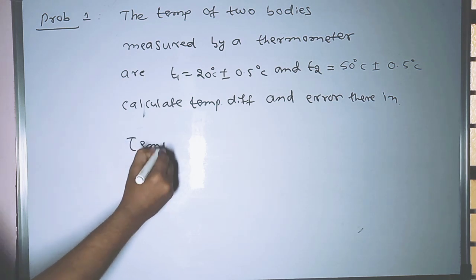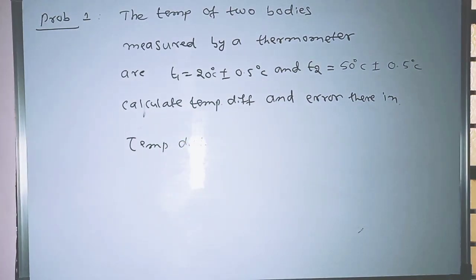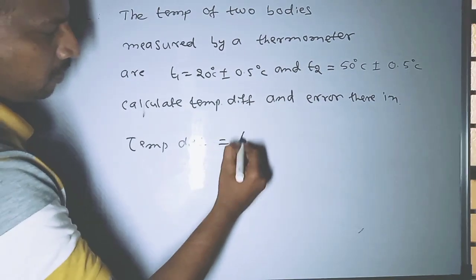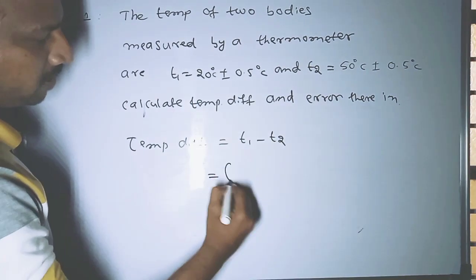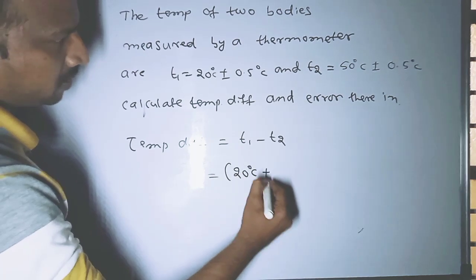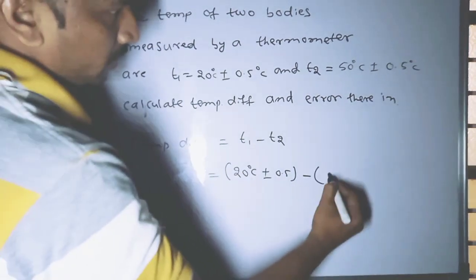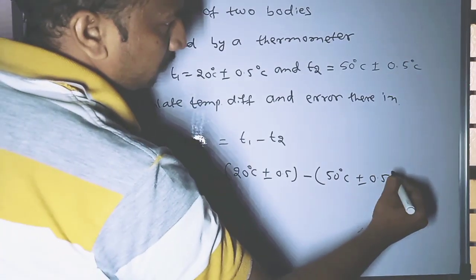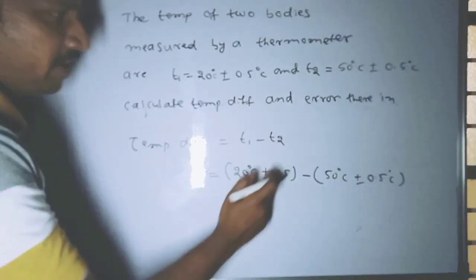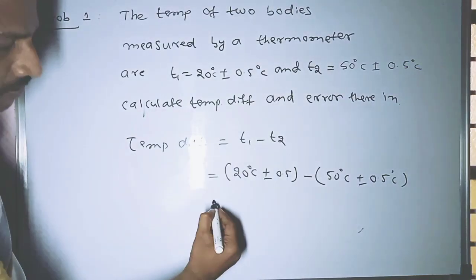So how to calculate the temperature difference? That is very simple: T1 minus T2. We have to write temperature difference as T1 minus T2. So what is T1? T1 is 20 degrees centigrade plus or minus 0.5, minus T2, 50 degrees centigrade plus or minus 0.5. Here the 0.5 values are the absolute errors.